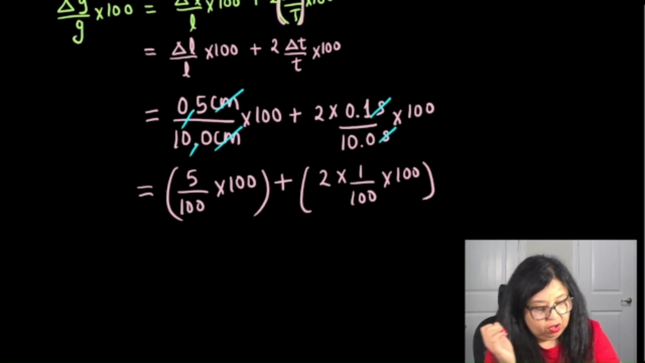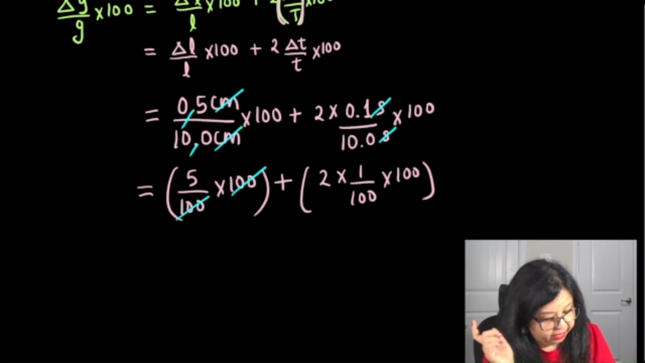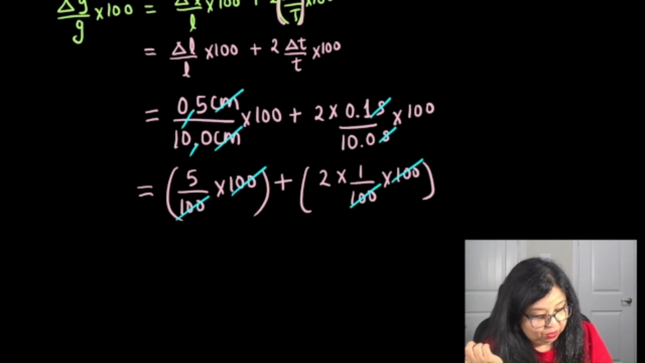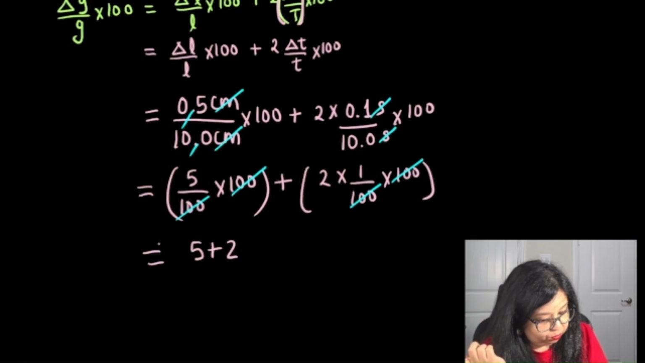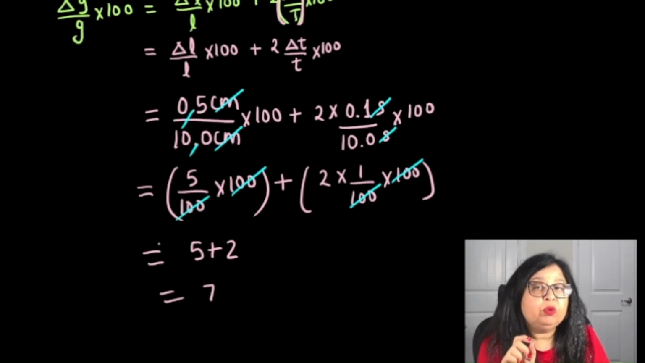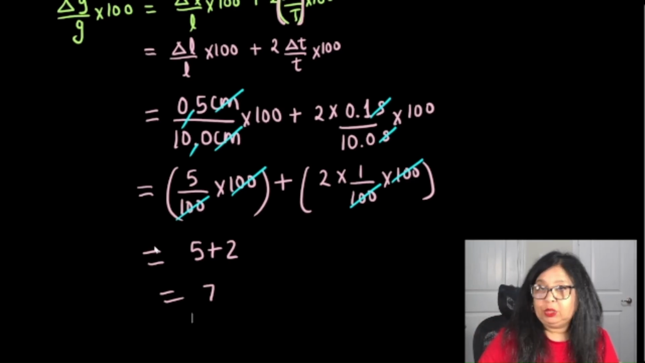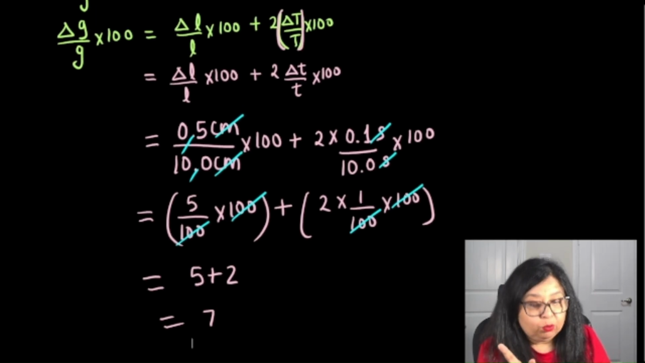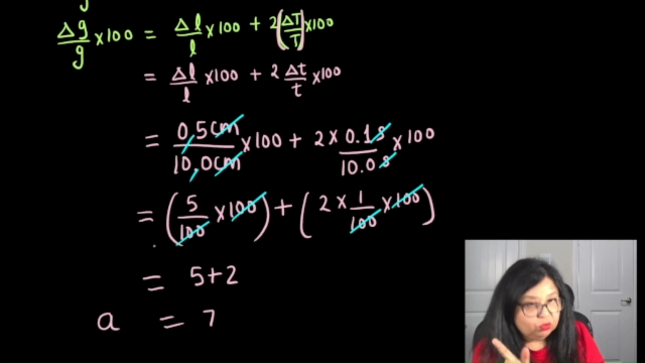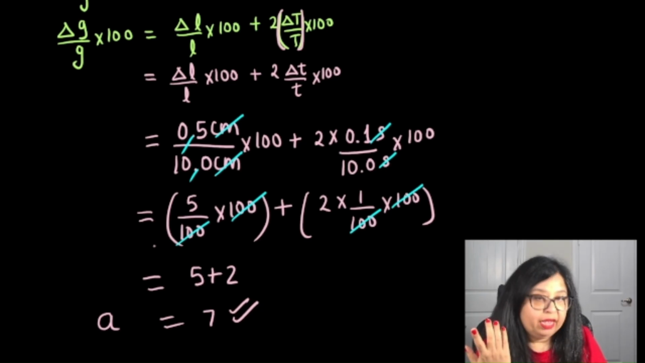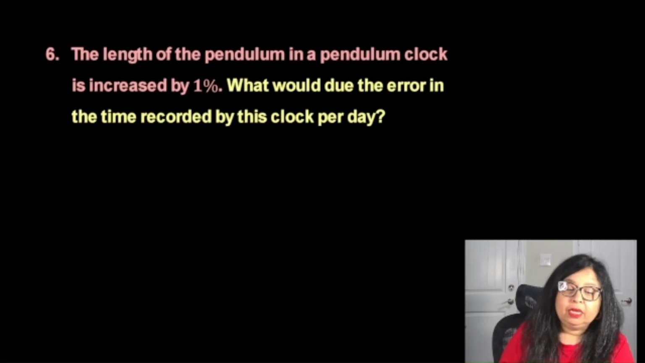Okay, so in the first term, 100 cancels 100. In the second term, 100 cancels 100. What am I left with? 5 plus 2 equals 7. So this is the percentage accuracy or the percentage error in what? G over here. And what is this given to be equal to? A. So A is equal to what? 7%. That's your answer. Done.